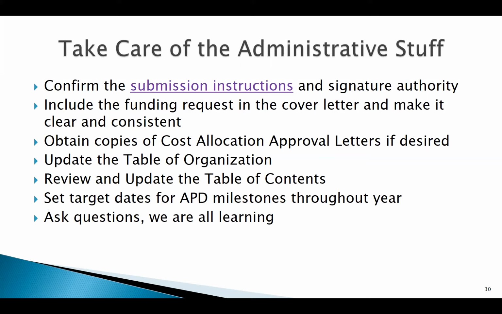So make it very easy for us to understand what it is you're asking for, and make those numbers consistent. Some states like to get copies of their cost allocation approval letters. If you like to do that, we do like to see them. That sometimes is a helpful practice to just get in the habit of always doing. Then you have them, you can include them in your APD, and it's sort of showing if the state has an approved PA cap, or wherever the state is basically in getting their PA cap approved.